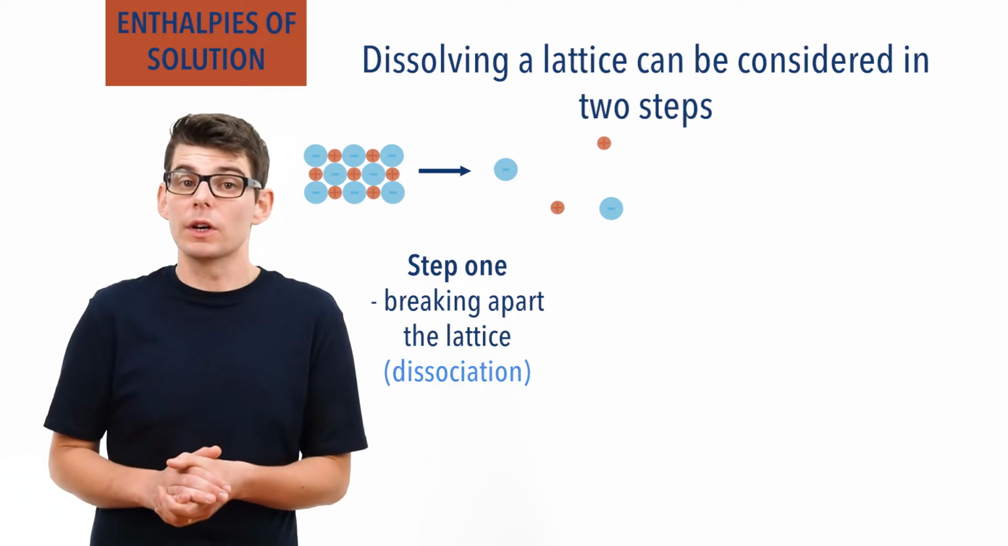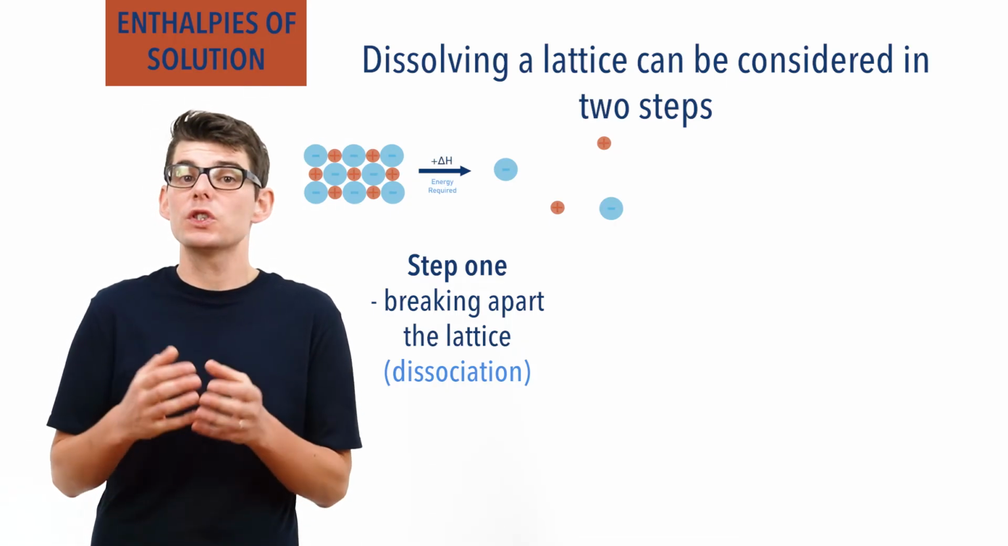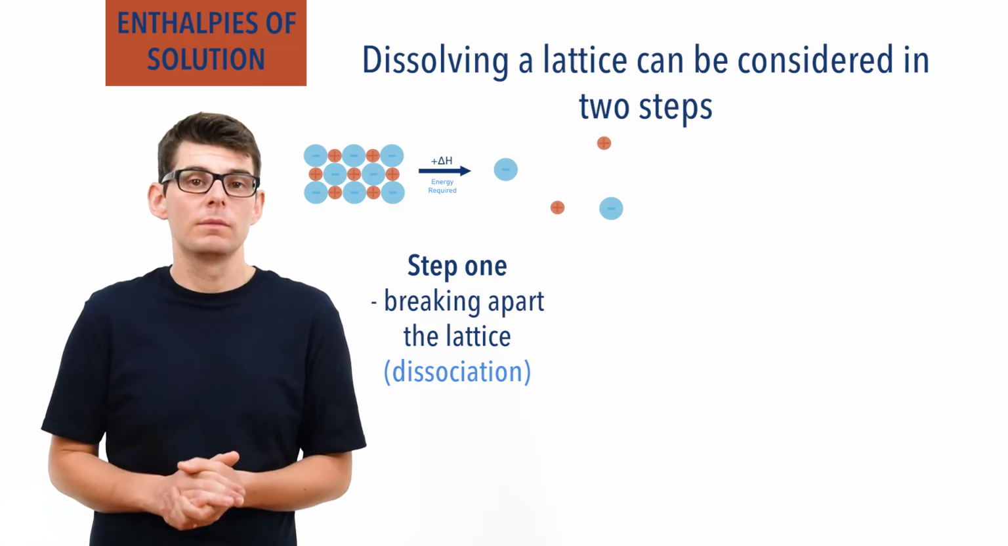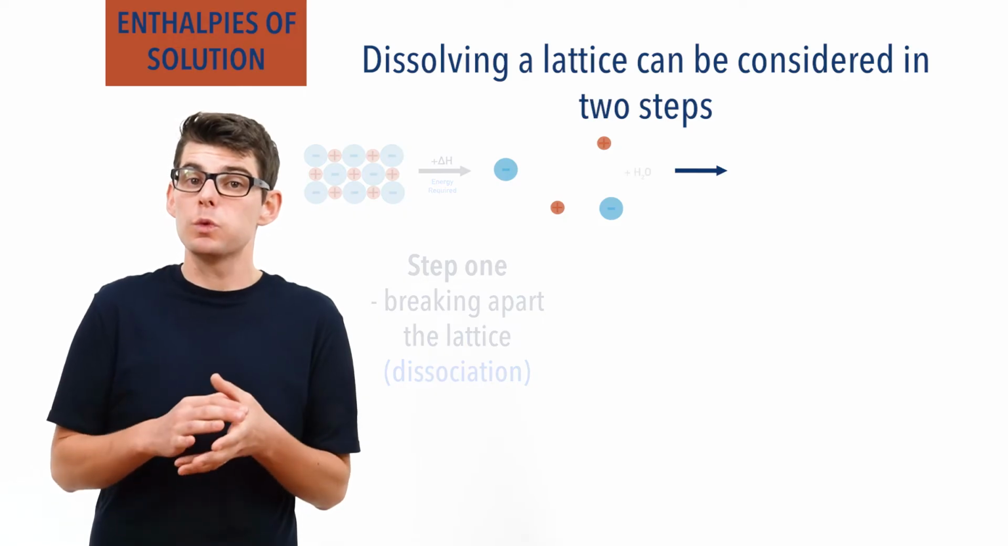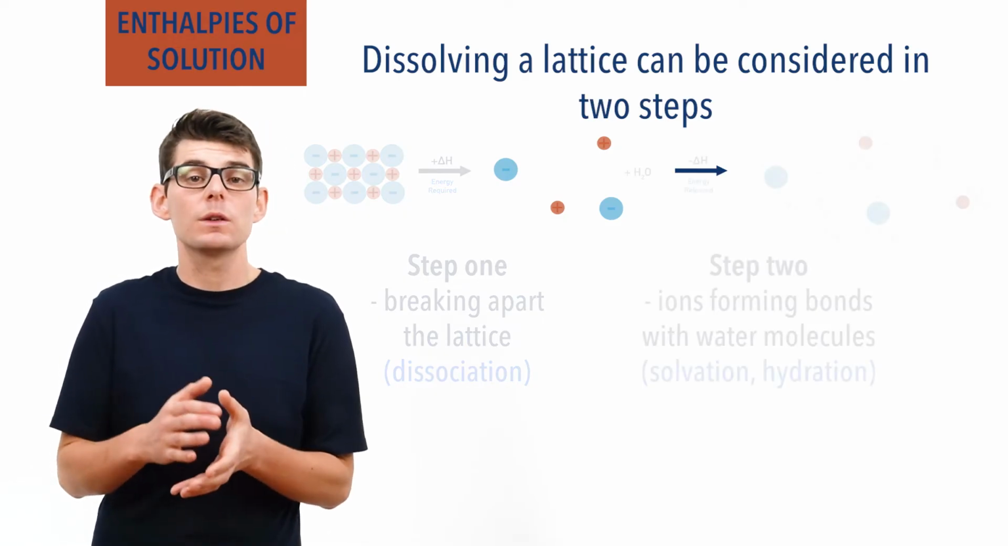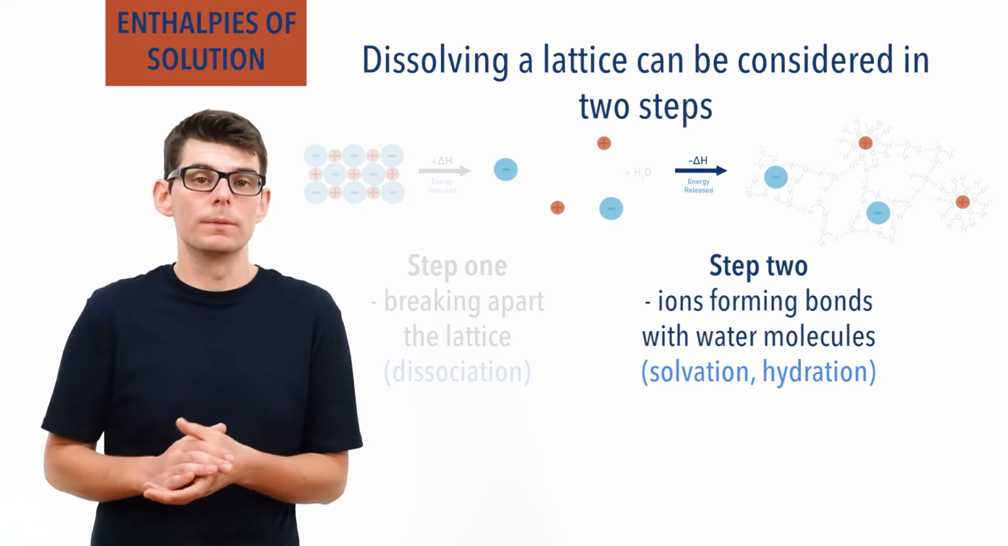Energy is needed to overcome the forces of attraction between the ions in the lattice to enable them to dissociate from each other. The second part of the dissolving process is the forming of bonds between free ions from the lattice and water molecules. This is referred to as solvation or hydration.